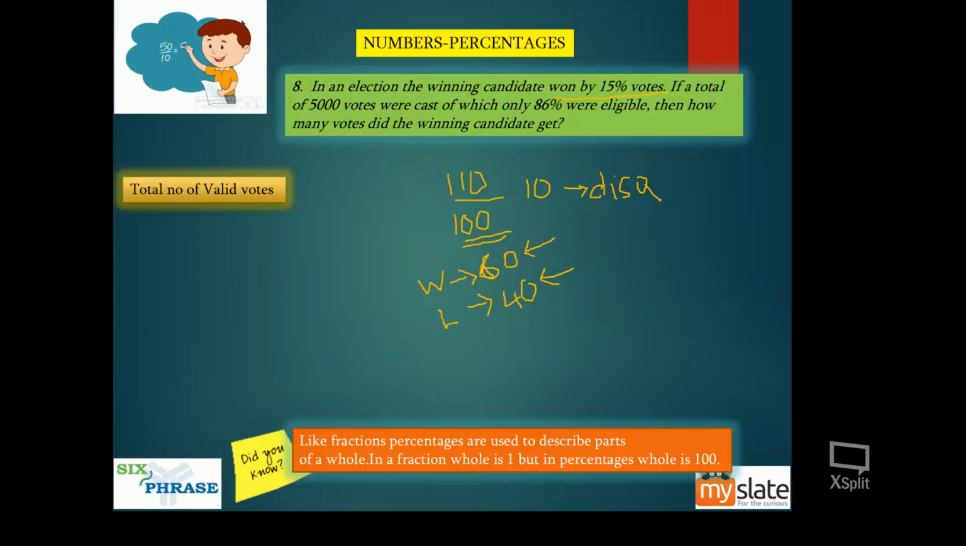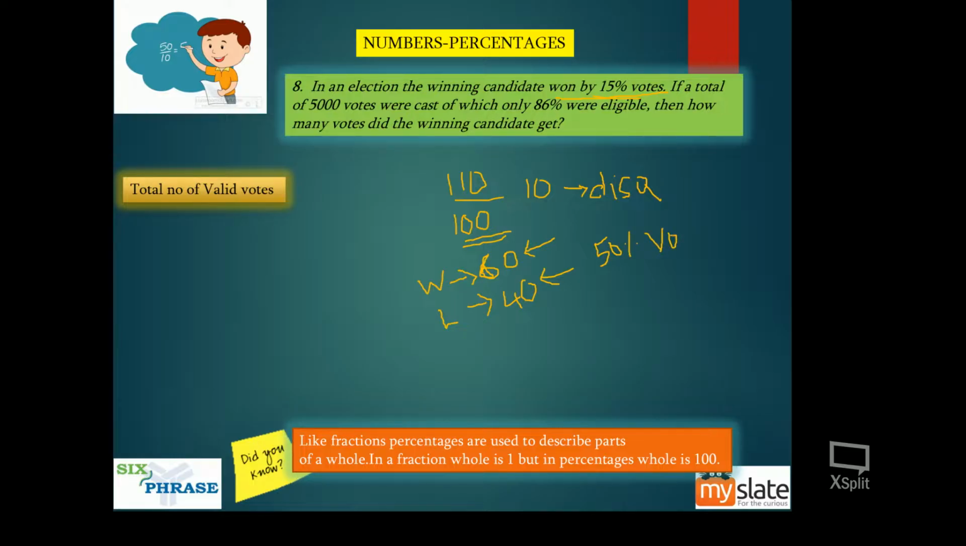Just a minute. Now it is not 20%. The winner won by 50 percentage votes. Yes, the winner won by 50 percentage votes. I'll tell you the reason, guys. Here, what does it say? The winning candidate won by 15 percentage votes. If you have to understand this, you have to understand why I say the winner won by 50 percentage votes.